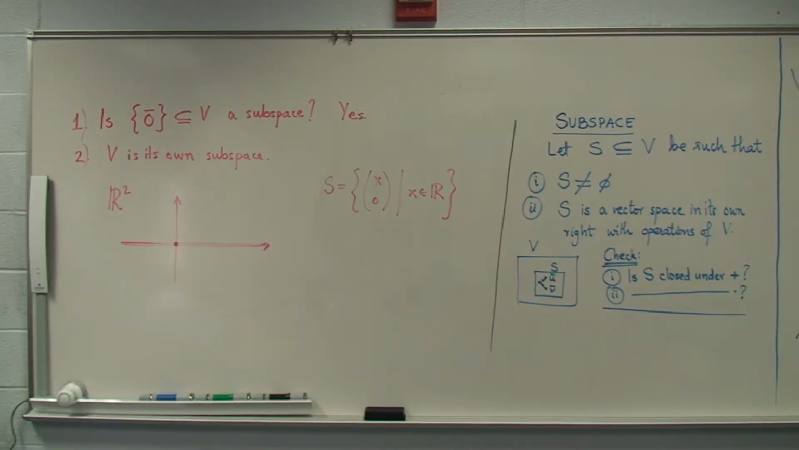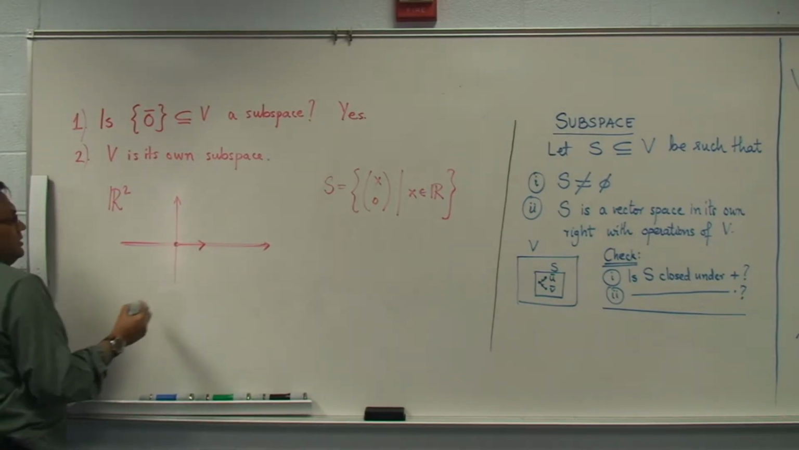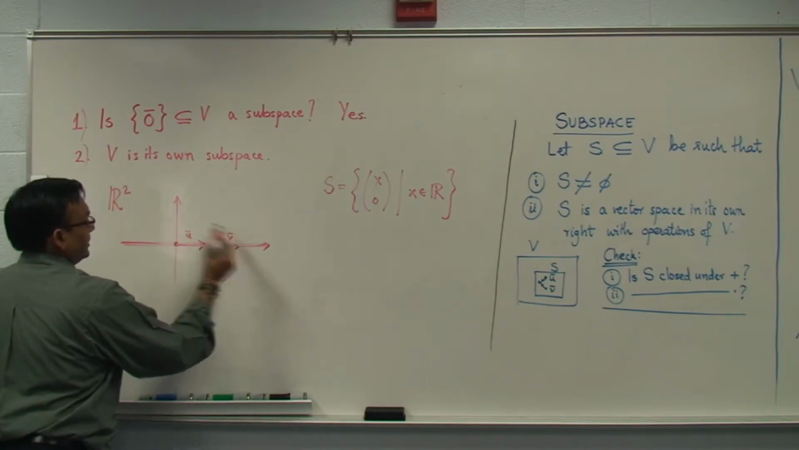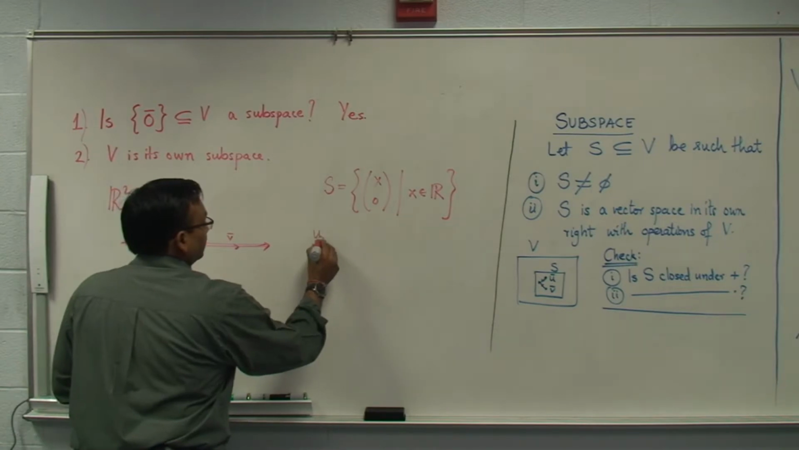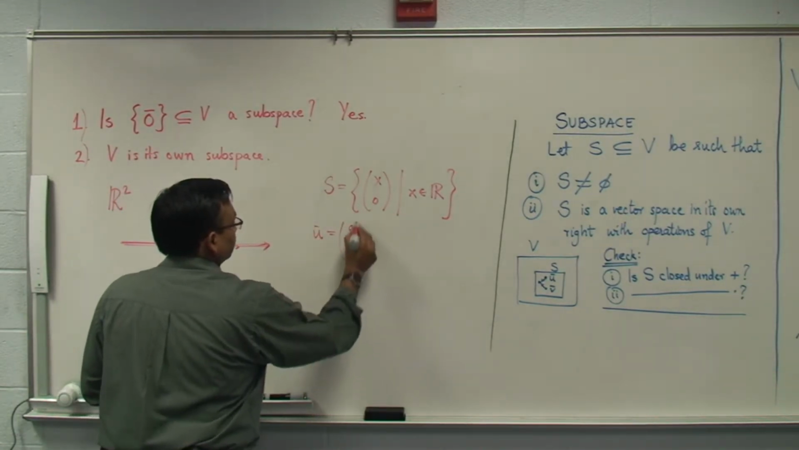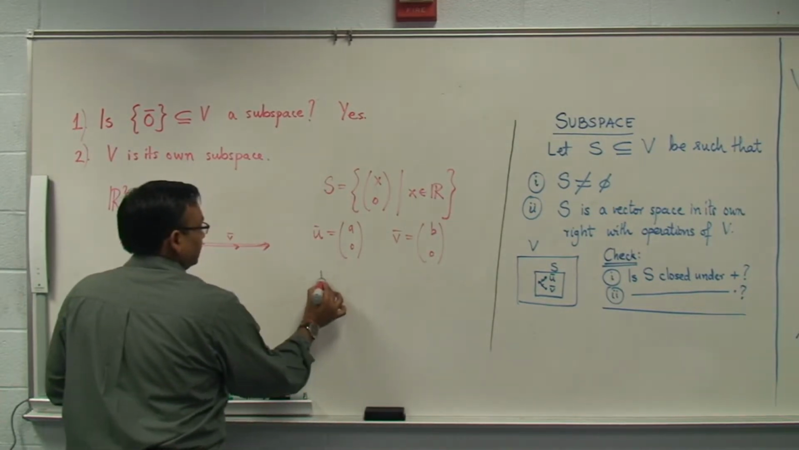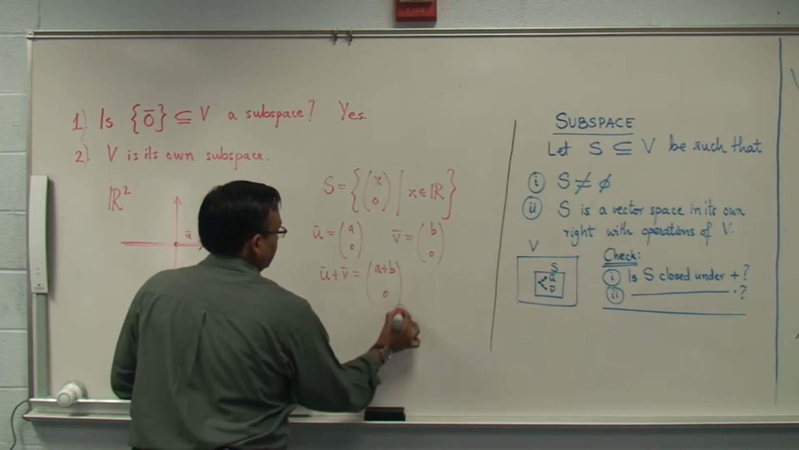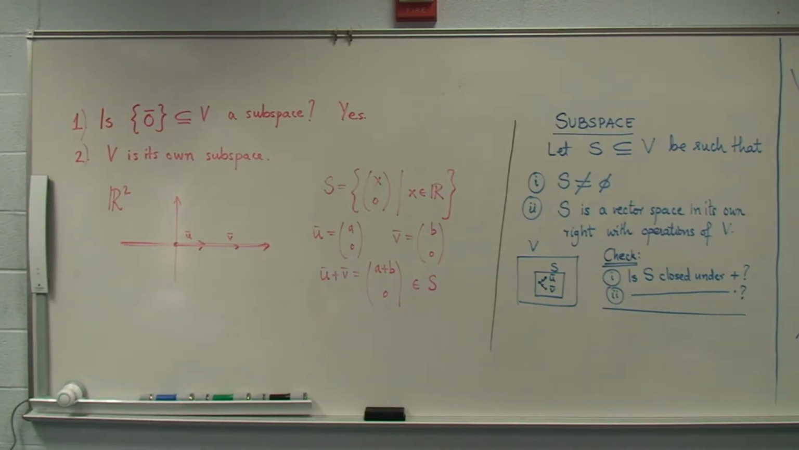If I take any vector u, and then I take another vector, say v. Recall your vector addition. Can I say u plus v will still be on the x-axis? If my vector u is of the form (a, 0) and my vector v is of the form (b, 0), then u plus v would be simply (a plus b, 0). And as you can see, it still belongs to S. So definitely this is closed under addition.